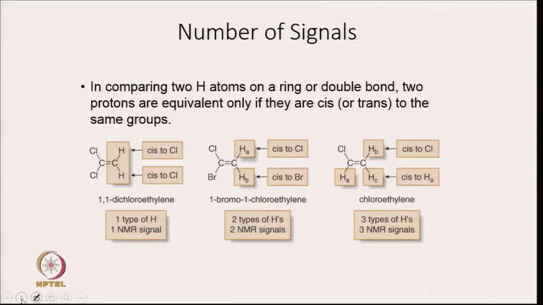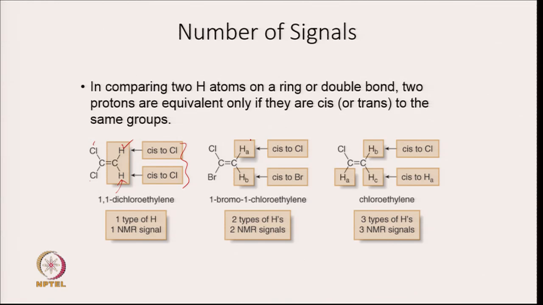In comparing 2 hydrogen atoms on a ring or a double bond, 2 protons are equivalent only if they are cis or trans to the same group. For example, if I take this proton, it is cis to this chloro group, and this proton is also cis to the chloro group, and hence these 2 protons are the same, and so we expect only one signal.